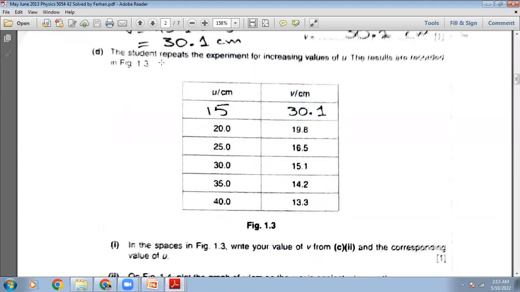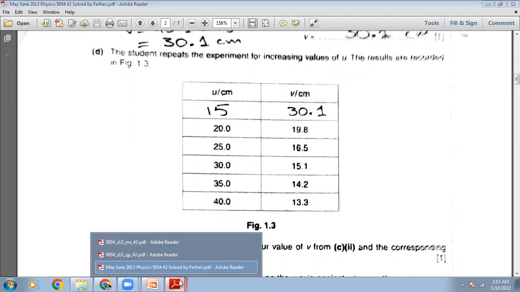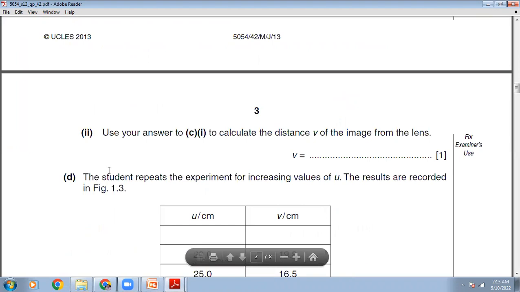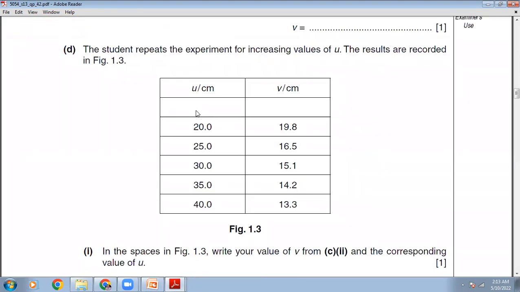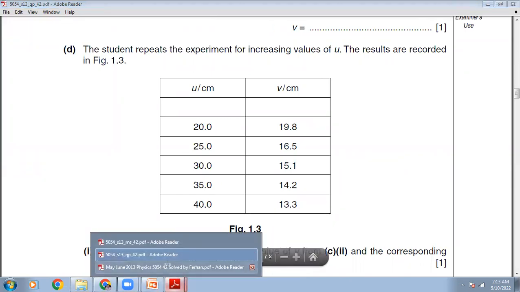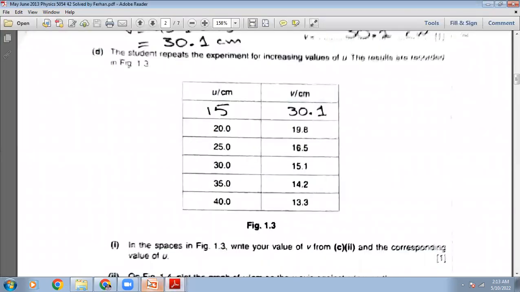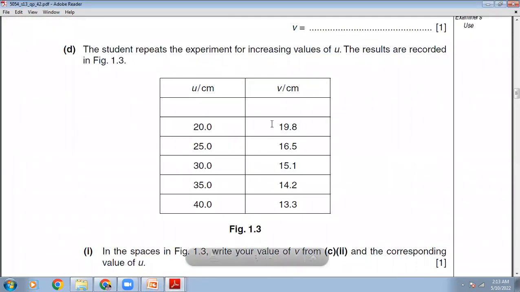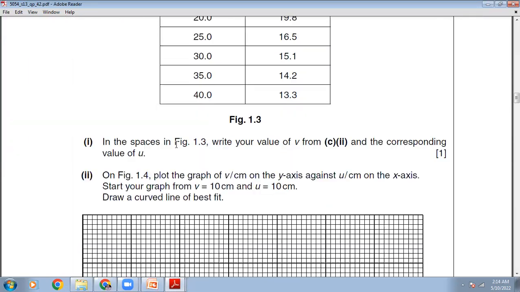In this table, the student repeats the experiment to increase the value of u. Let me show you the paper. So it is 15 and it is 30.1, sorry, I said 30.5. So 30.1, and here you will write 15.